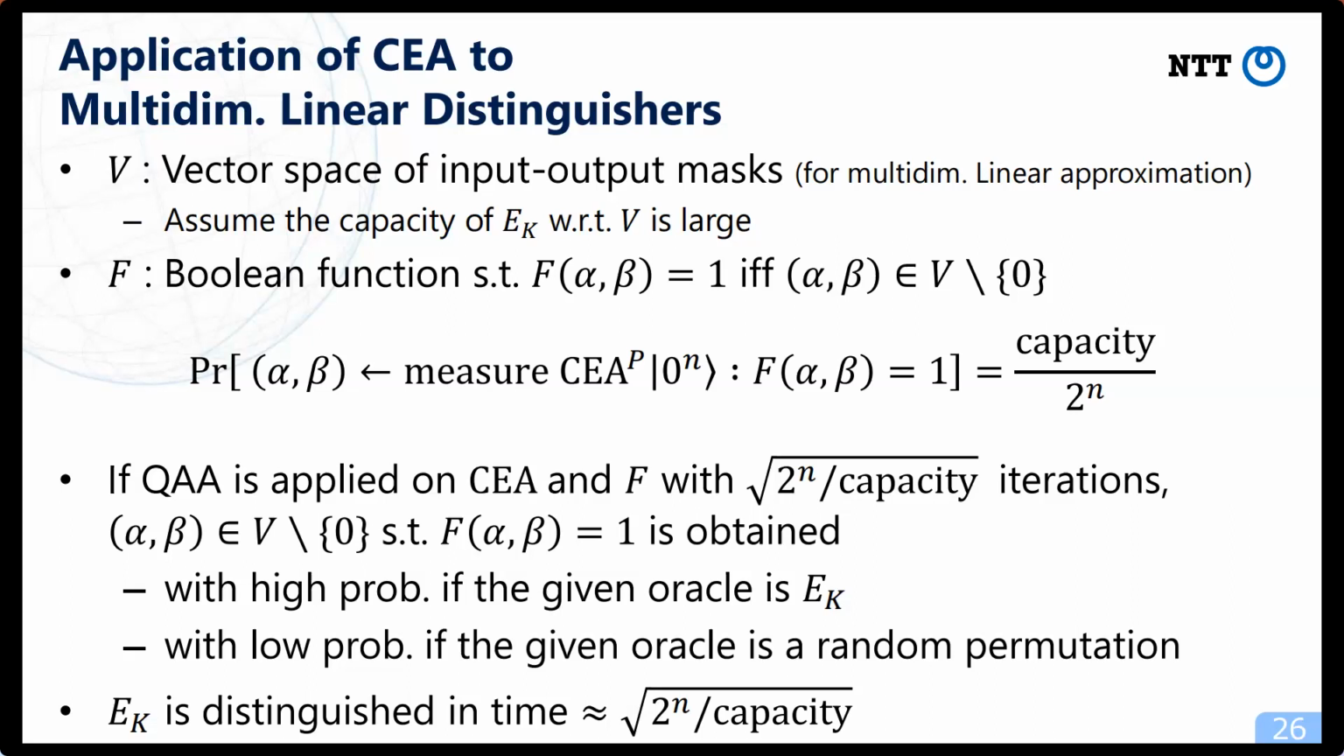So this probability is very small, but here I would like to amplify this probability by using quantum amplitude amplification. And if QAA is applied on CEA and this Boolean function with this many iterations, then alpha and beta satisfying the equation are obtained with high probability if the oracle is the real cipher, but with low probability if the oracle is random. And so in this way, we can perform some quantum multi-dimensional linear distinguishers. And the complexity for the general case is something like this.